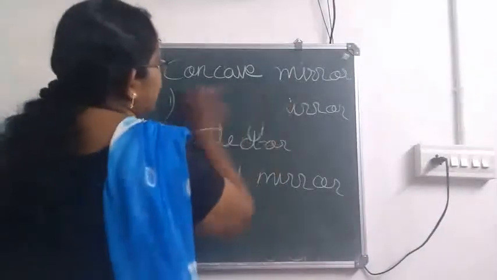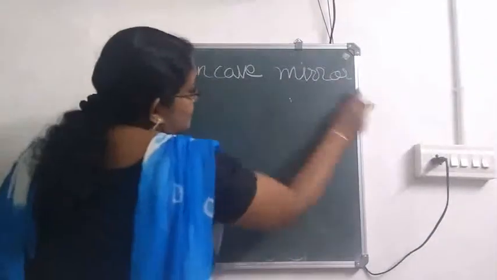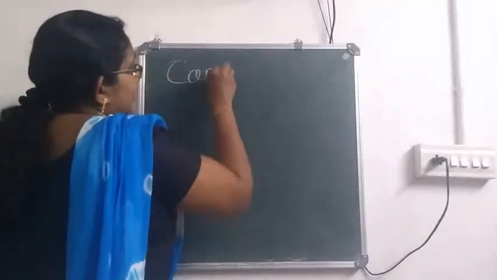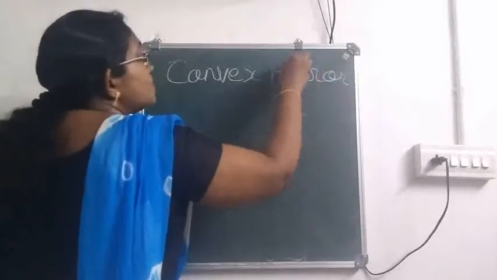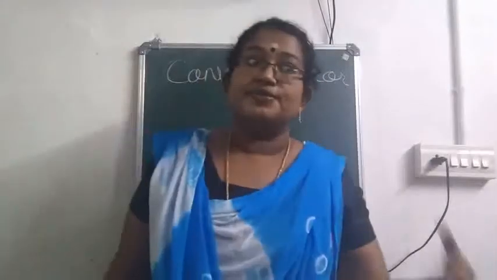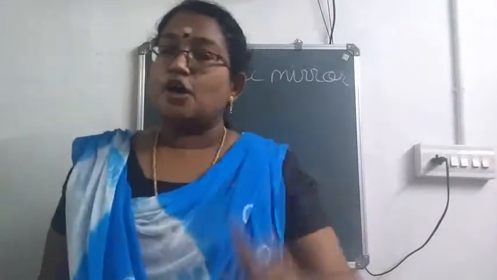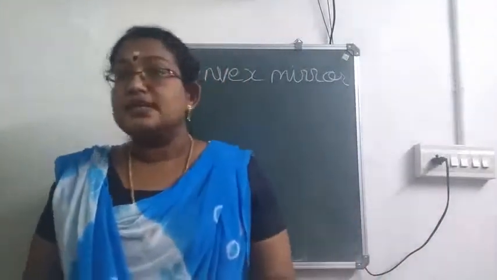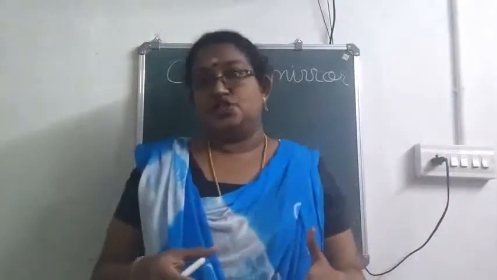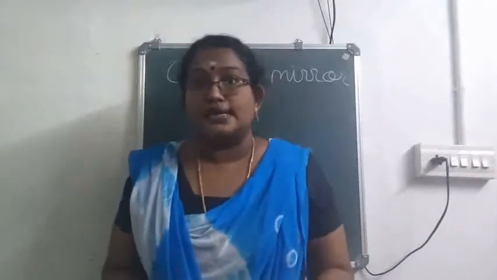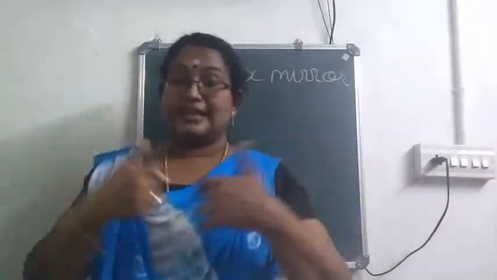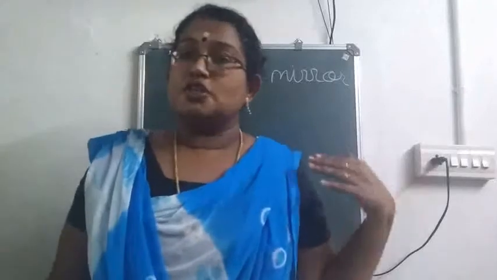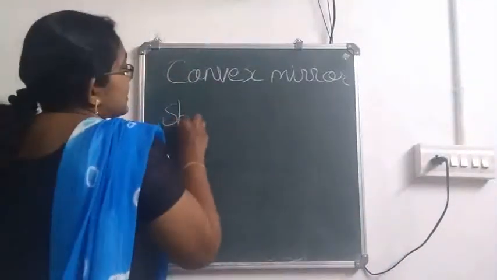Then next one is in the case of a convex mirror. What are the uses of a convex mirror? So the first one is, it is used in street lights. And the first thing you have to remember is, a concave mirror is a converging mirror. It converges the light rays to a point. But in the case of a convex mirror, it is a diverging mirror. It spreads the light rays. So the first one is, it is used in street lights.